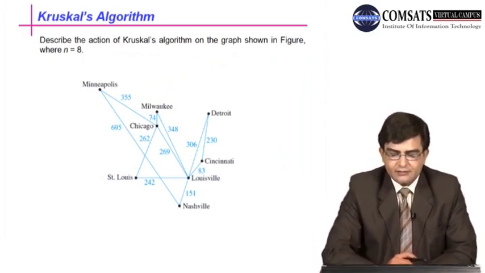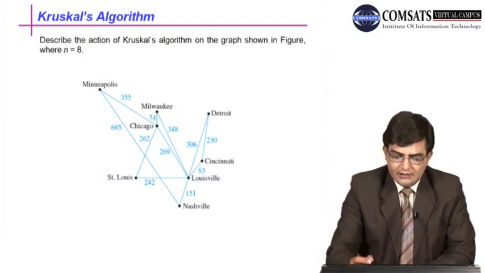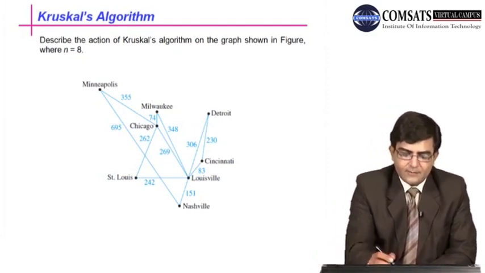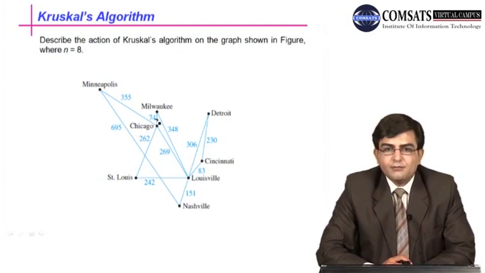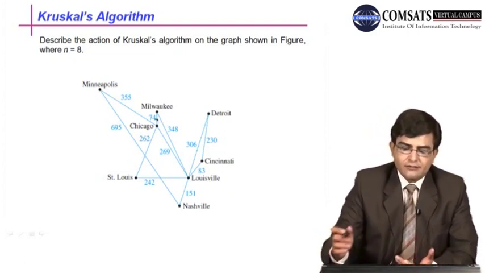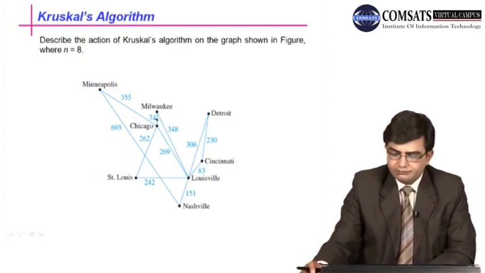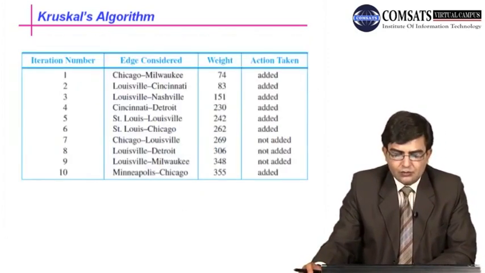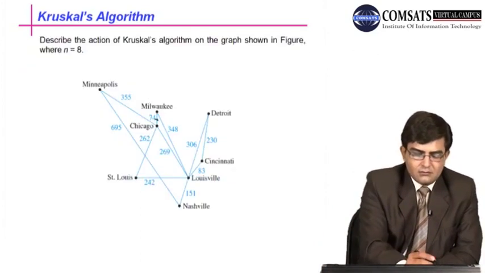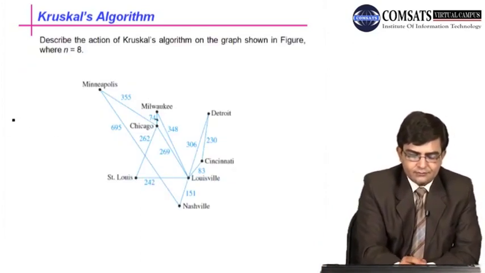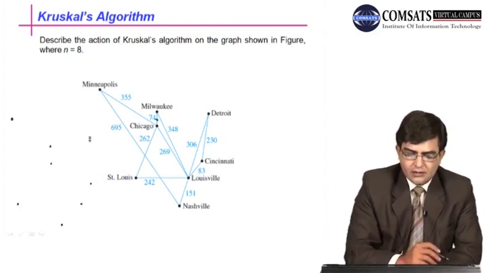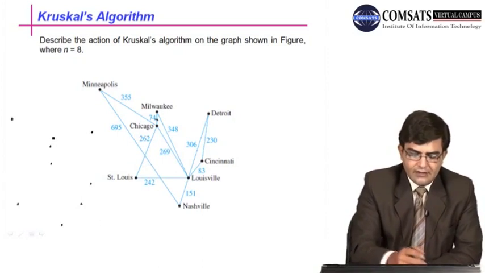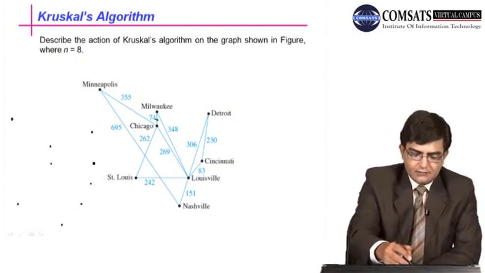By looking at the graph, you find the edge which has minimum weight is 74. First of all, what you do is draw all these points. So there are 1, 2, 3, 4, 5, 6, 7, 8. So we have 8 vertices.